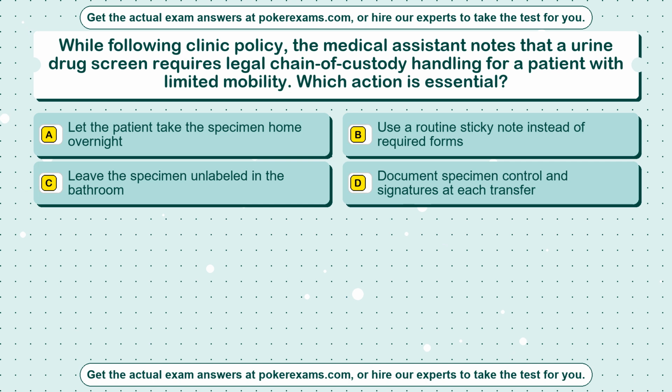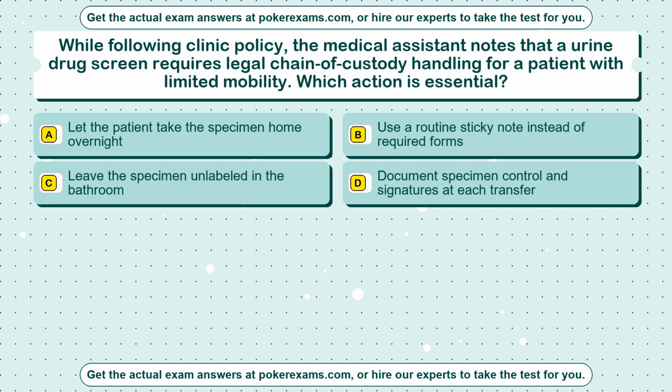Question 15. While following clinic policy, the medical assistant notes that a urine drug screen requires legal chain of custody handling for a patient with limited mobility. Which action is essential? Option A. Let the patient take the specimen home overnight. Option B. Use a routine sticky note instead of required forms. Option C. Leave the specimen unlabeled in the bathroom. Option D.